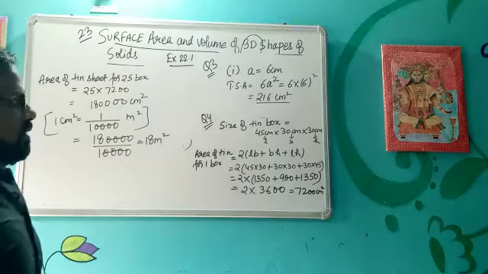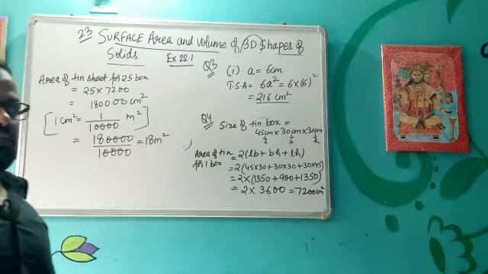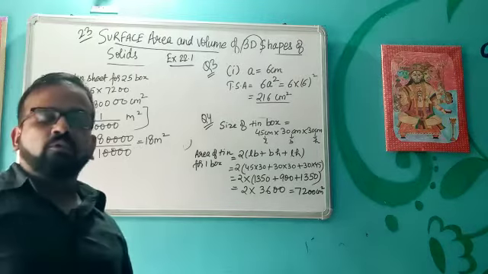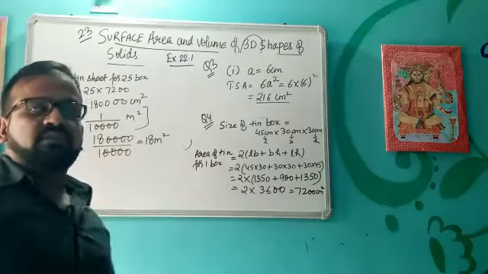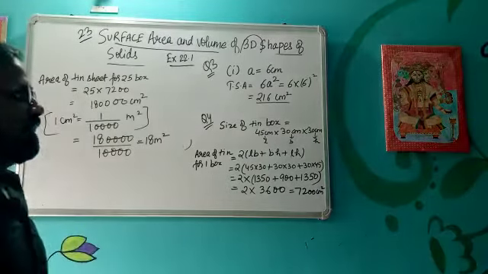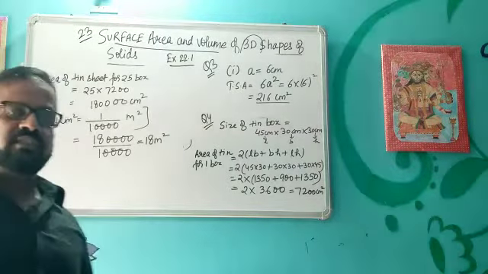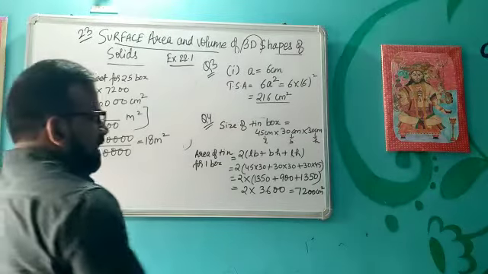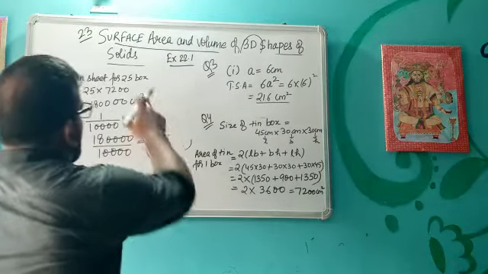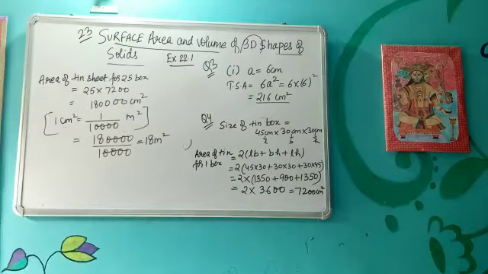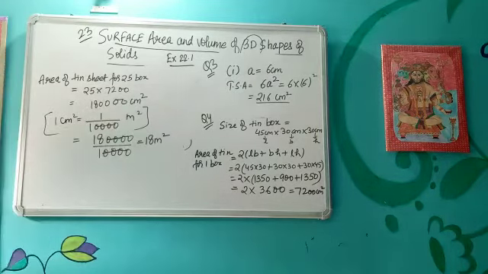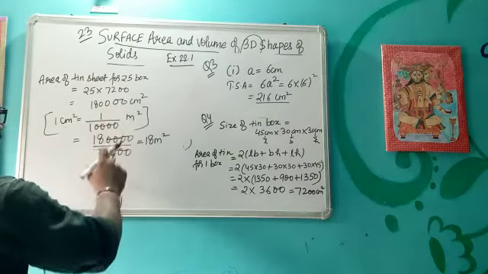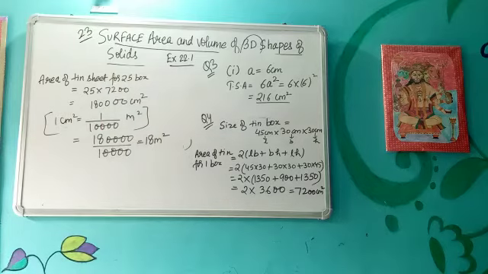Whenever you have to calculate the area of tin sheet required to cover, in that case we will calculate the total surface area of the sheet that is needed. I have calculated the area of tin sheet for one box, then for 25 boxes I have multiplied this with 25, and you got this answer 1,80,000. Then in order to convert it into meter square, you just divide it by 10,000, you will get 18 meter square.